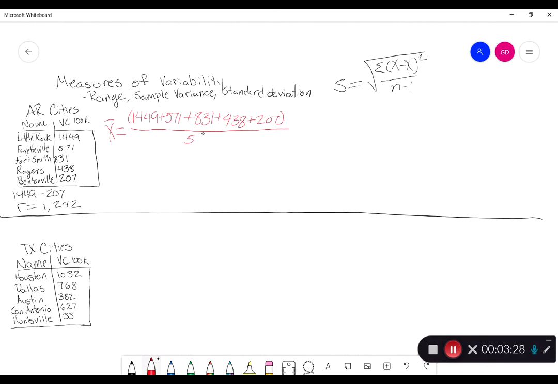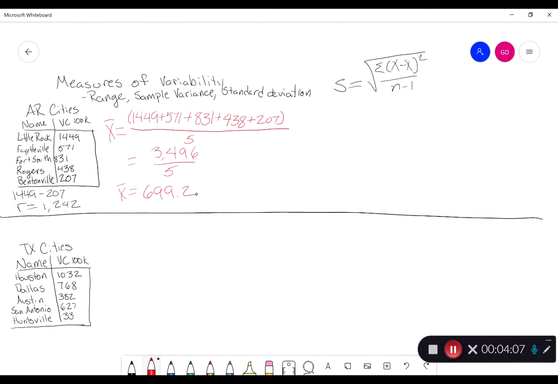So now I'm going to add up the numerator. And for the top, the numerator, we get 3,496. Here we divide by 5, and we get a mean of 699.2. So now that we have our mean value, we can start the process of figuring out the standard deviation for our 5 cities for Arkansas.